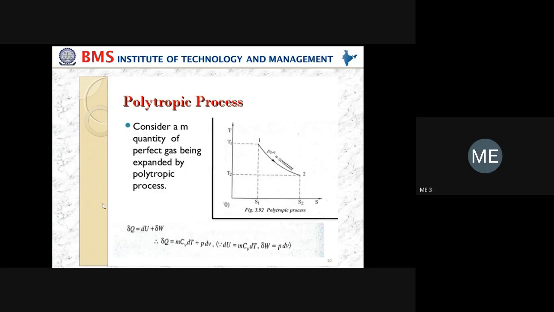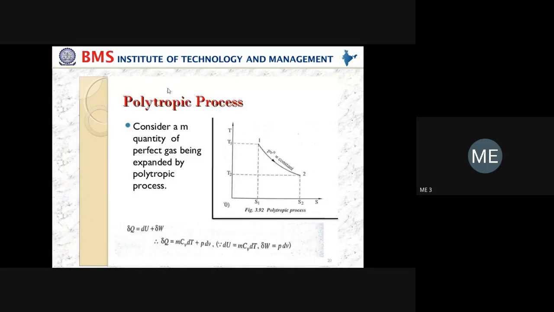That is the change in internal energy, plus dW. We already studied this dW in the case of work done. That is nothing but PdV. This is the standard formula for dW. du is mCv dT and dW is PdV.